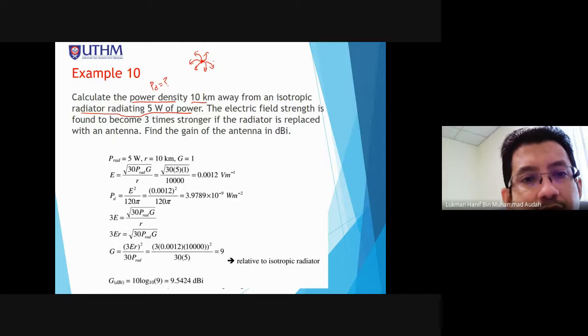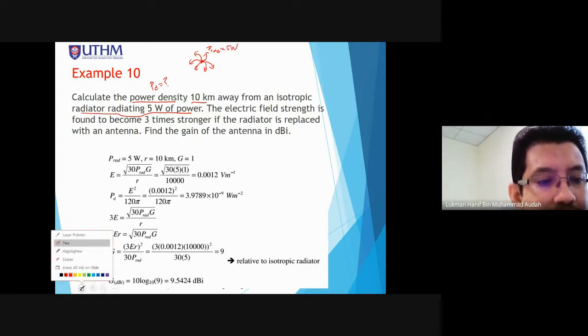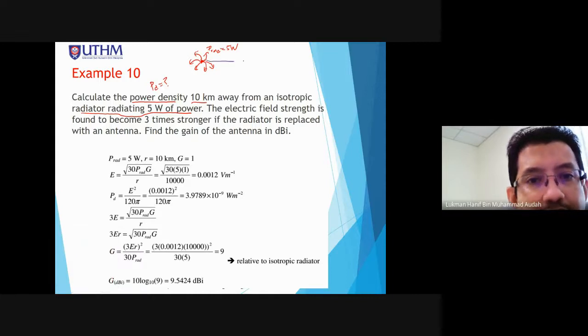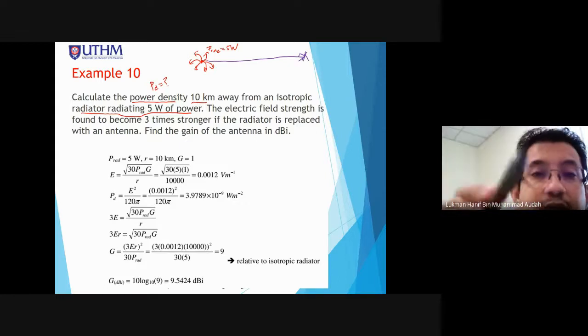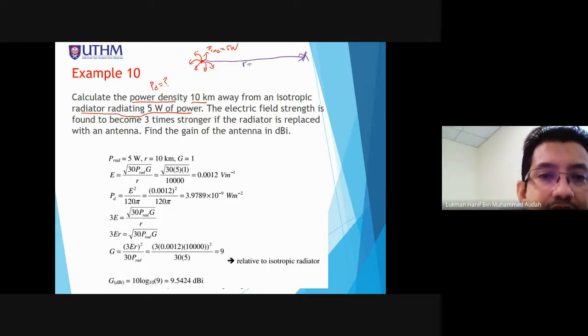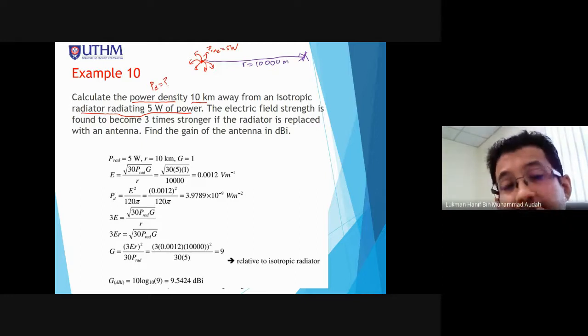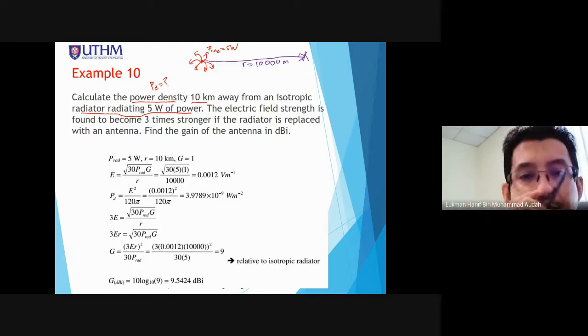Okay. So dia punya power radiation, P radiation is equal to 5 watt. Okay. And the distance until point X here is 10 kilometer. That means the R is equal to 10,000 meter. Okay, be careful kena tukar dalam meter. So we want to find the power density at this point. How much?